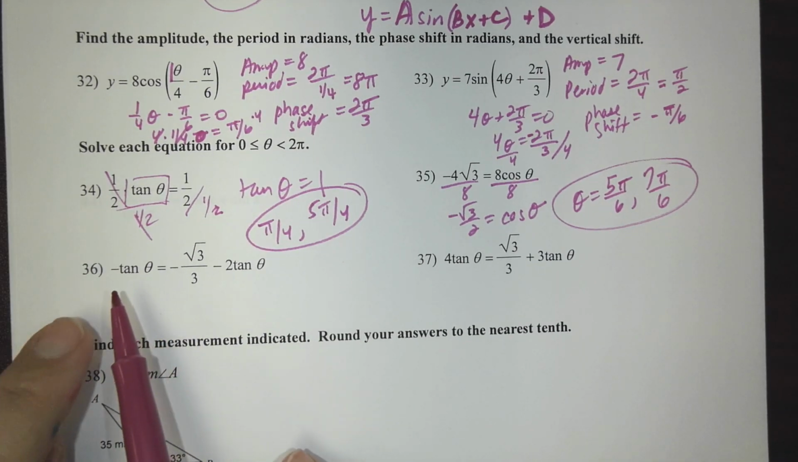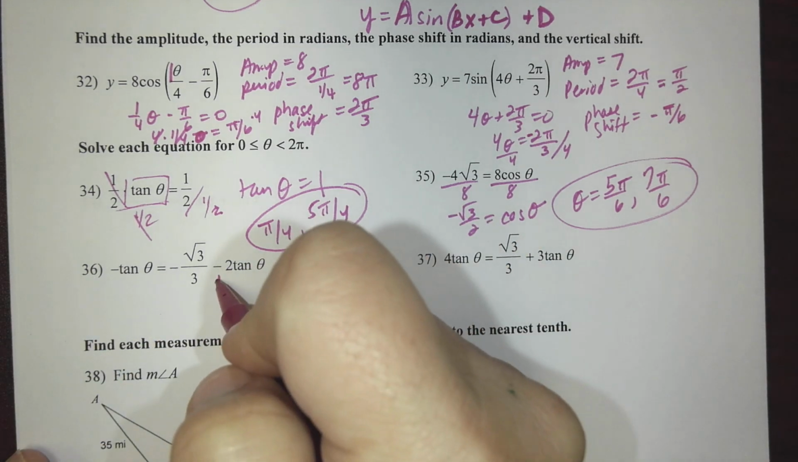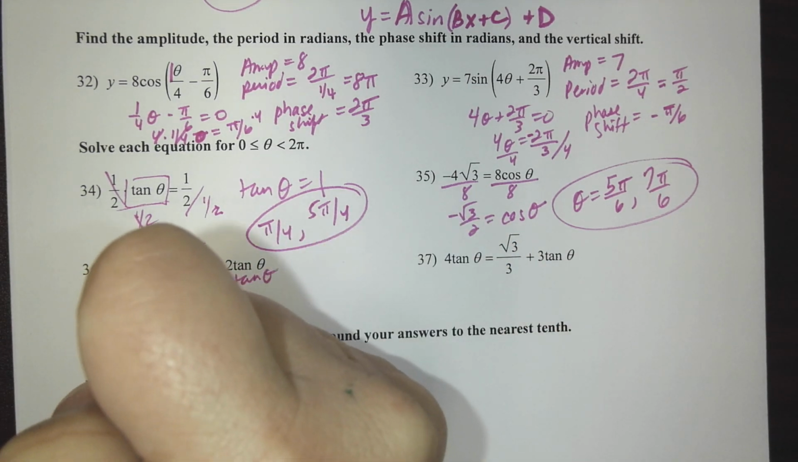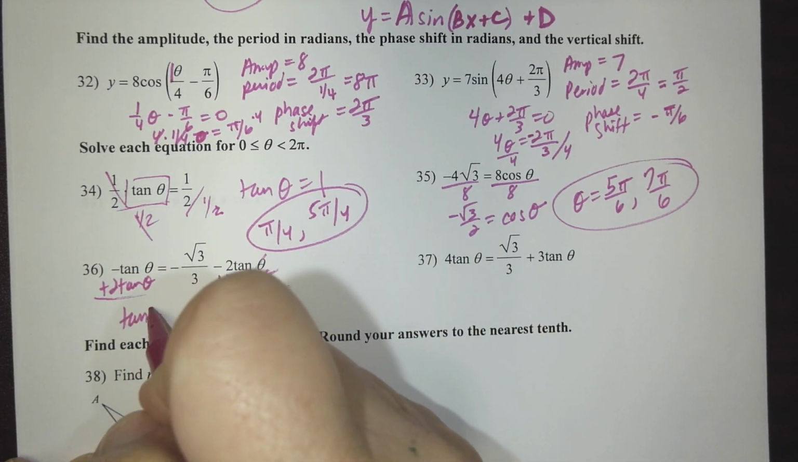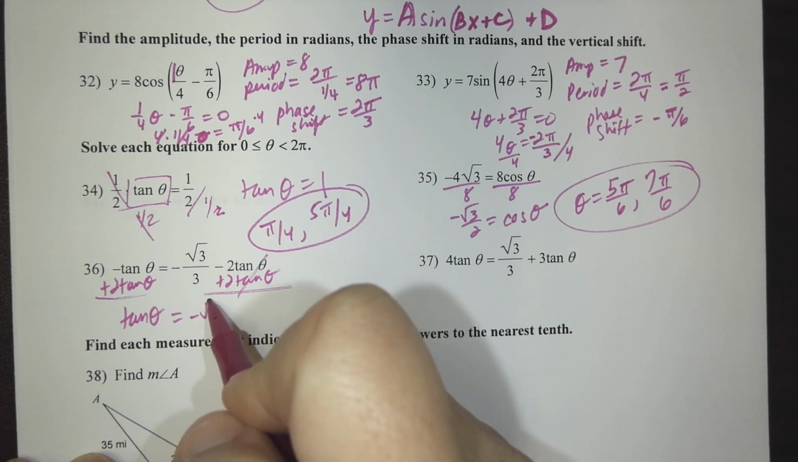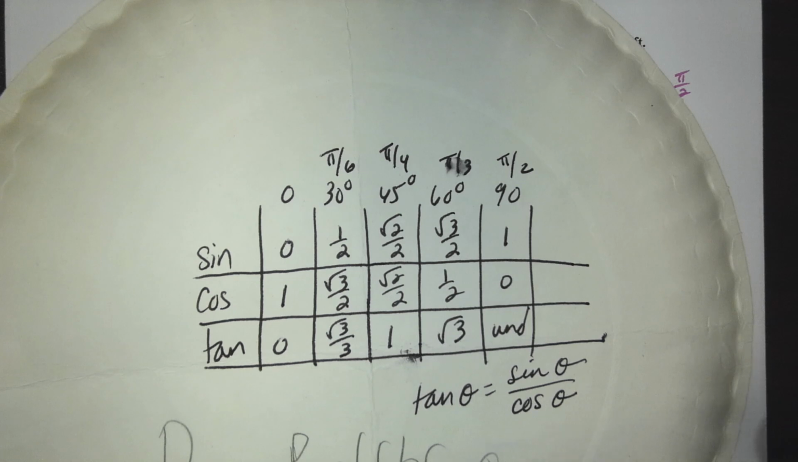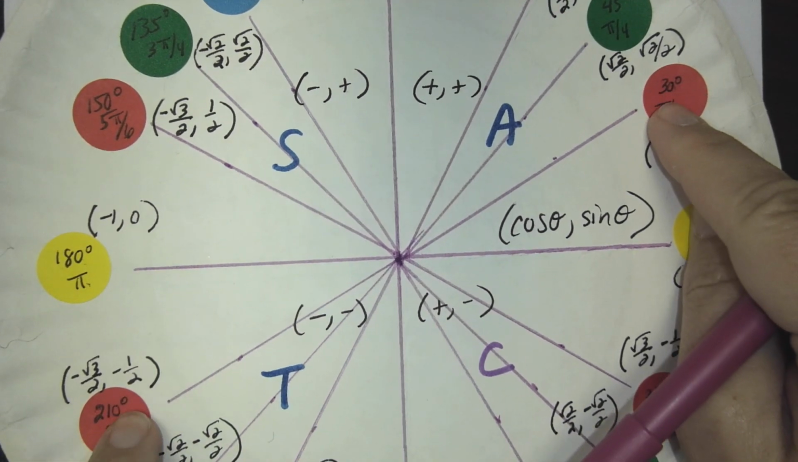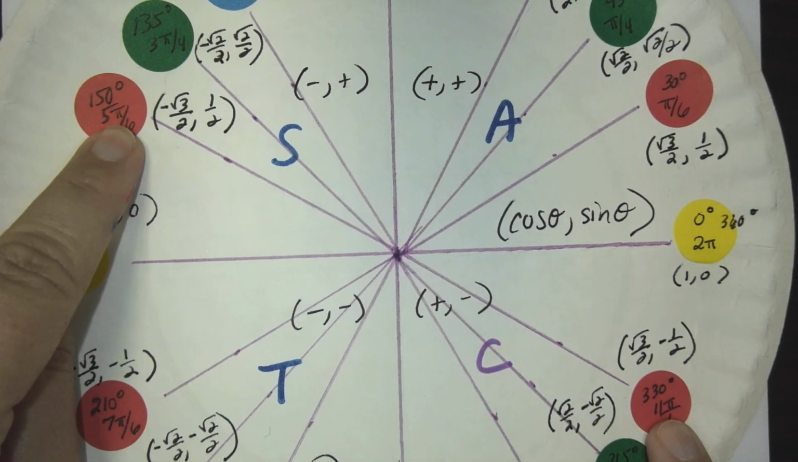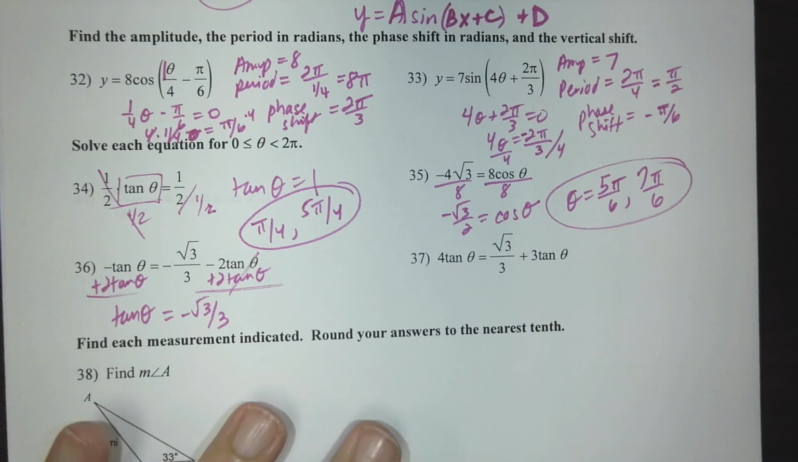Right. Negative tan theta. I see another tan. I might just get all my tans on one side, so I'm going to add 2 tan theta. And that would give me 1 tan theta, which is what I want, equaling negative root 3 over 3. So again, looking at the back, positive root 3 over 3 is the 30 degrees. And tan is positive here and here, these two. So I want to just go here and here for negative root 3 over 3. So it's at 5 pi over 6 and 11 pi over 6.